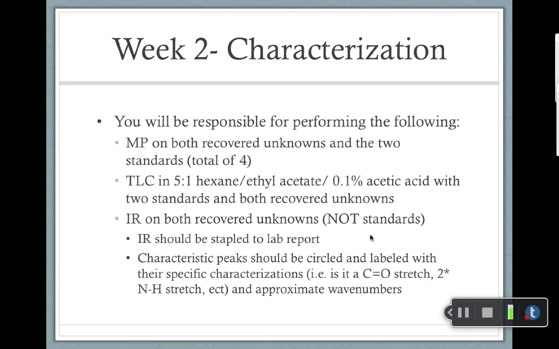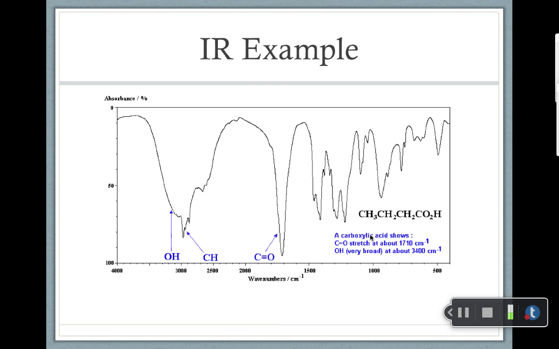Your IR should be stapled to your lab report, so make sure that you do that. In addition, you're going to want to circle and label the specific characterizations of the peaks, including the approximate wave numbers. So here's an example of what I'm talking about. In this, they have a carboxylic acid, so they're labeling the carbonyl peak, and they're saying that carbonyl stretch is at approximately 1710. Make sure that you are stating all of these and identifying the appropriate peaks on each one.